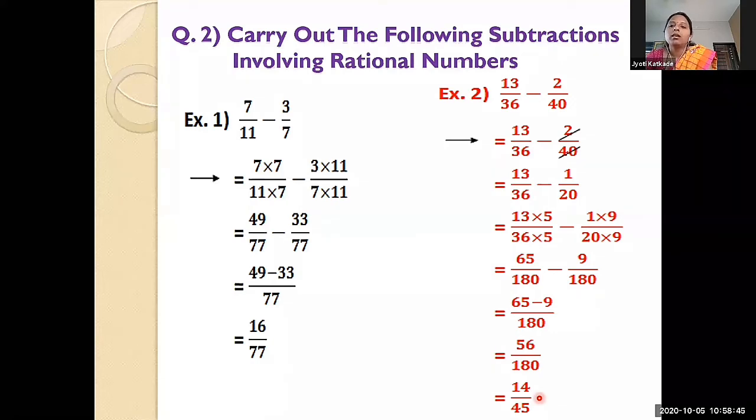Then divide 180 by 4. Then we get 4 4s are 16. 2 is remaining, then there is 0. We get 20. 4 5s are 20. Means when we divide 56 by 4, we get 14. And when we divide 180 by 4, we get 45. Now our answer is 14 divided by 45. Do you understand it?